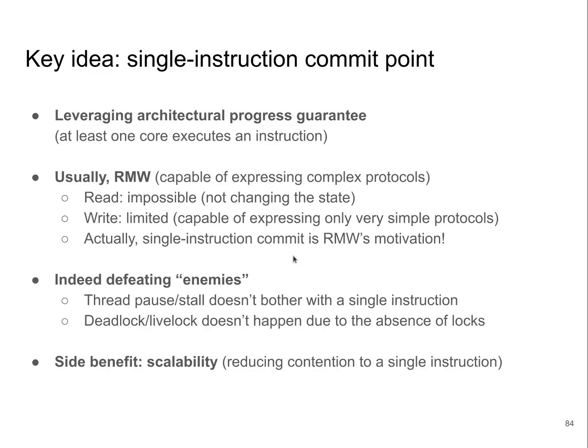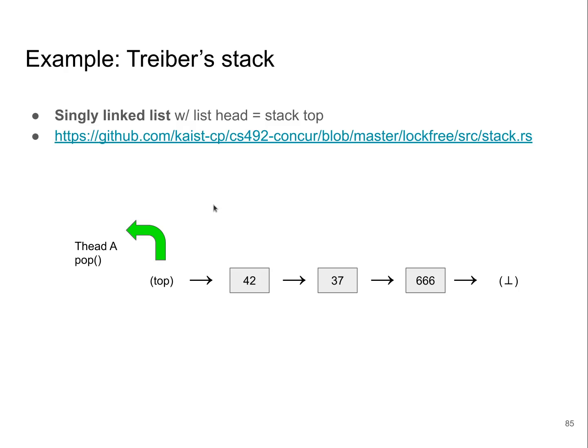Okay, so let's see how this can be implemented in the following example, which is the Treiber stack. The Treiber stack is one of the earliest concurrent lock-free data structures, and it was published as an internal document of a company. And you can see the source code here. In this repository, you can see the entire source code of the stack. The Treiber stack is basically a singly linked list, and the head pointer is basically the stack top.